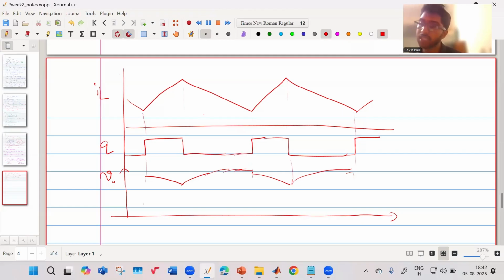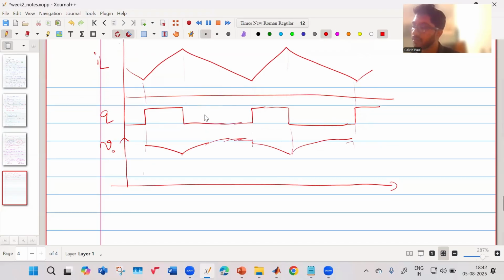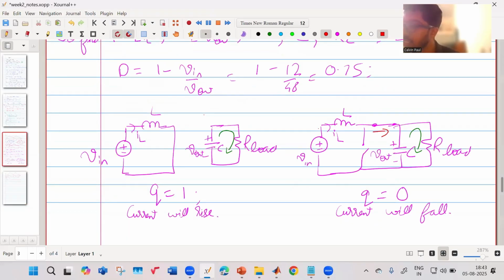Now, how do we understand whether the output voltage is charging or discharging? For that we have to draw what is known as the capacitor current. That is this current. In this case, what is your capacitor current? Your IC is equal to minus I0. This is your capacitor current in this configuration when Q equals 1. But when Q equals 0, your IC is equal to IL minus I0.